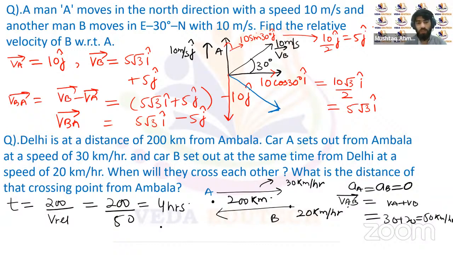In time t equal to 4 hours, what is the distance of that crossing point from Ambala, right? We have to calculate the distance from Ambala. It means that after 4 hours, the car B must have traveled a distance, let me call this distance S1. This distance S1 will be time, that's 4 hours, multiplied by the speed of this car B, that's 20. That will be equal to 80 kilometers, right? So it means from a distance of 80 kilometers from Ambala, these two cars are going to meet each other, right?